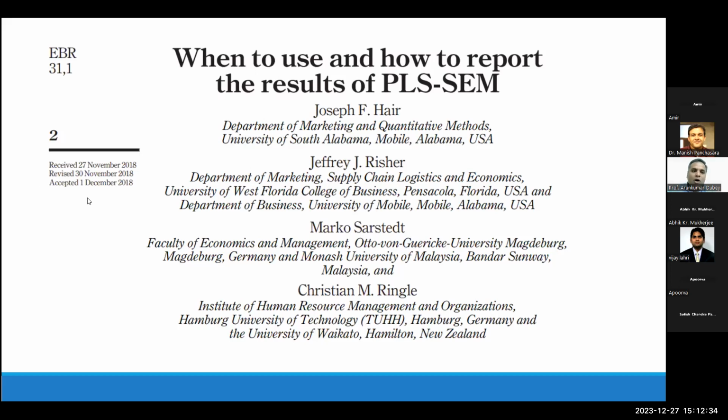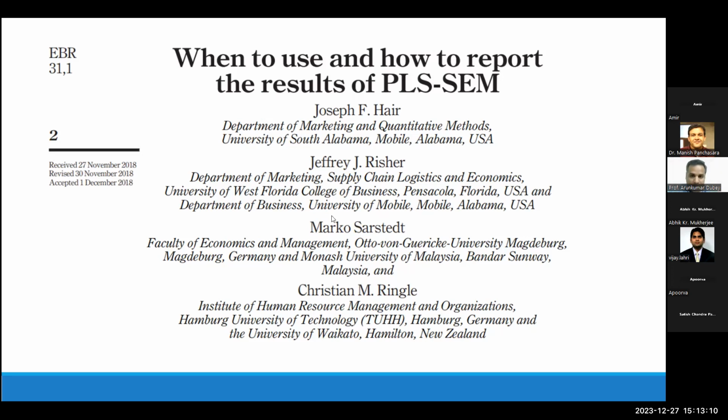this was a paper which came out in December 2018. When to use and how to report the results of PLS-SEM. In fact, since 2018, lot many developments have happened. But even if you read a book on PLS-SEM, a primer on partial least square structure equation modeling, in that book itself, the authors have given a reason as to when you should use PLS-SEM. They have come out with arguments that if this is the case, you should use PLS-SEM. If this is not the case, you can go for CB-SEM.